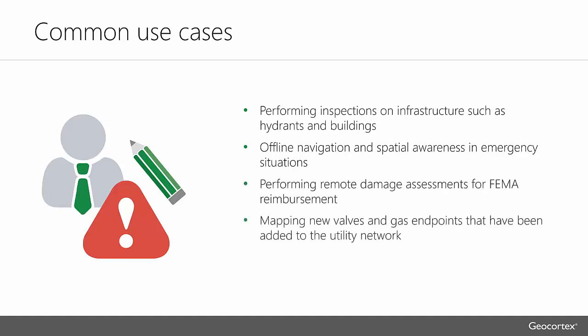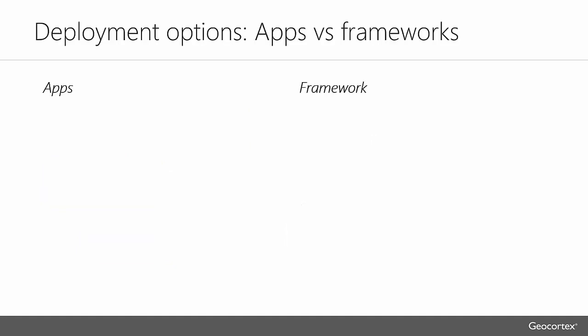Performing remote damage assessments. So FEMA reimbursement requires specific assessments on properties and damage. So that's something that can be done in an offline state. Or maybe it's mapping new valves and gas endpoints that have been added to the utility network. So as I mentioned, these aren't going to be folks that are GIS folks necessarily. So you want to be able to tailor the application and build the application for them.